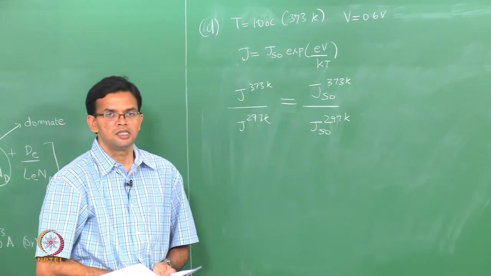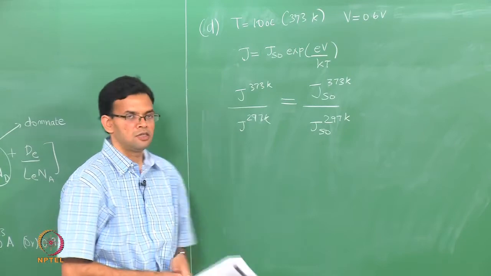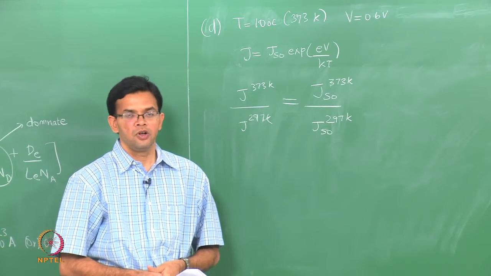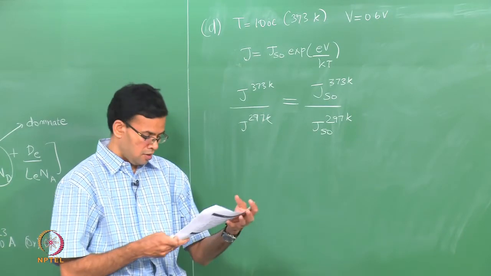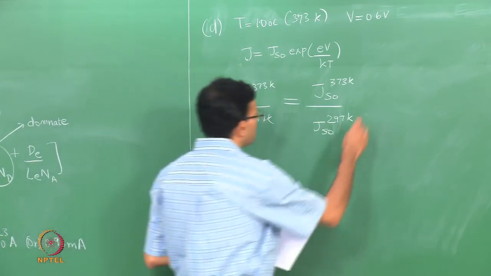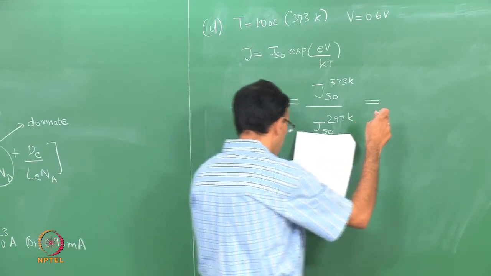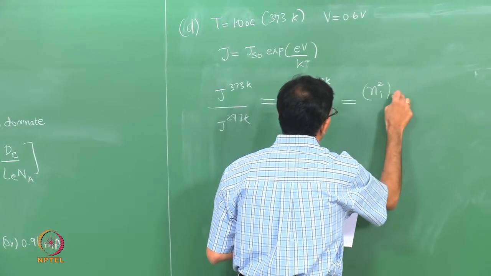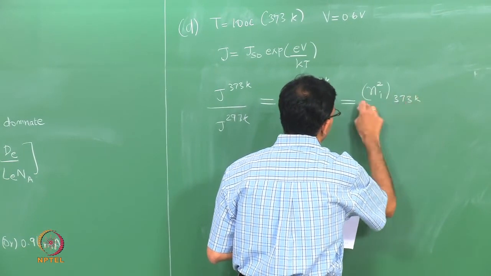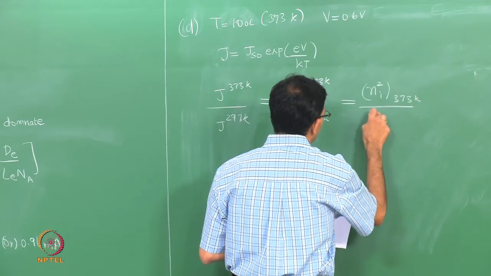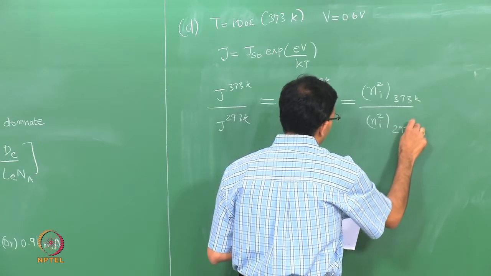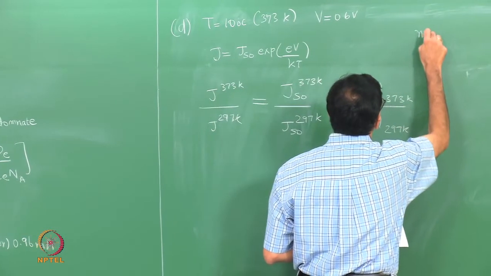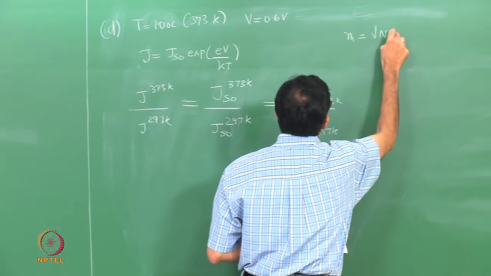So, the potential is the same. So, the ratio of the currents, or the ratio of the current densities, is nothing but the ratio of the reverse saturation currents. This is directly proportional to Ni square. So, this is Ni square at 373 Kelvin divided by Ni square at 297 Kelvin.